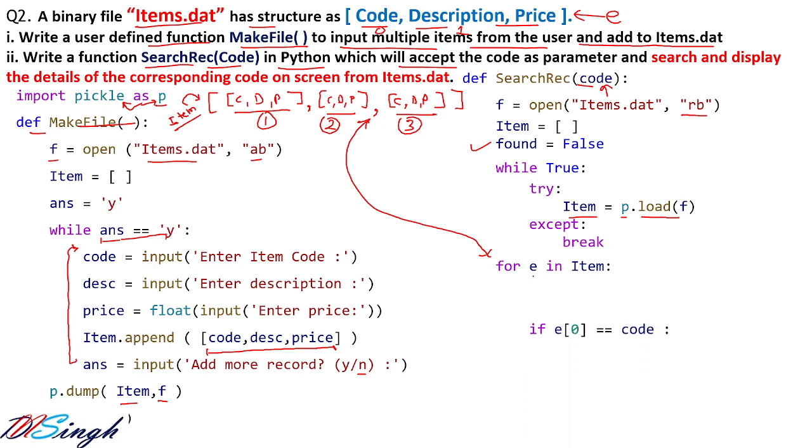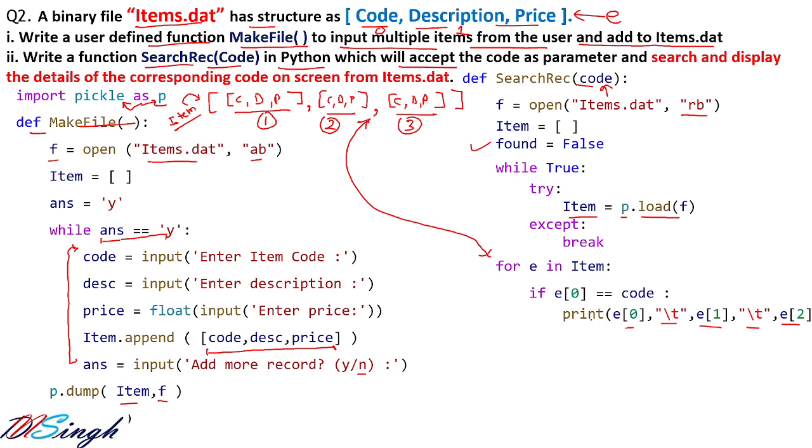Okay, fine. So we will write the if condition where the code is available at index 0. So e of 0 equal to code. If it is satisfied, what does it mean? This is the record for which we are searching, and we are going to print that record. Fine. So e of 0, e of 1, and e of 2. What is this slash t doing here? Nothing, just printing 4 spaces byte. And what does the slash t mean? Slash t means one tab position.